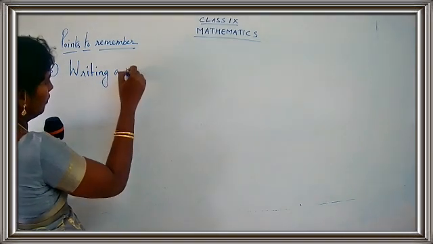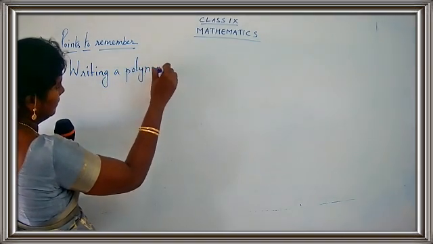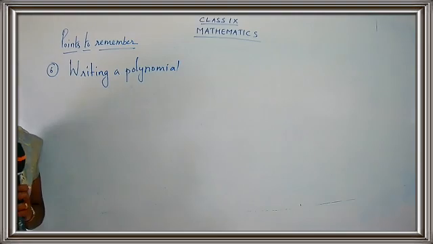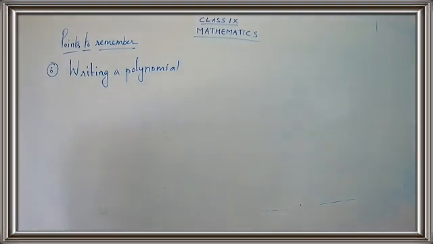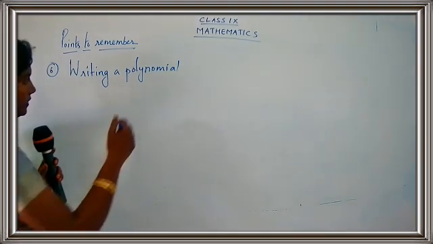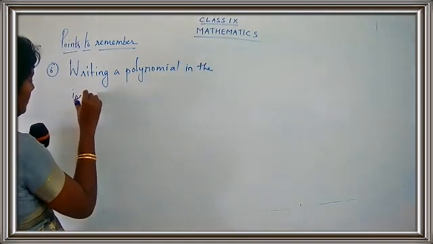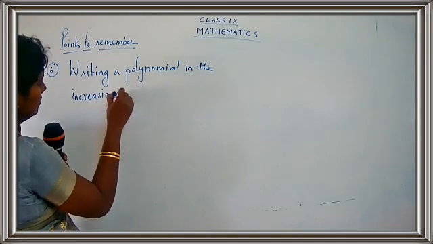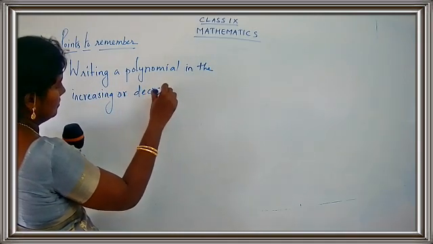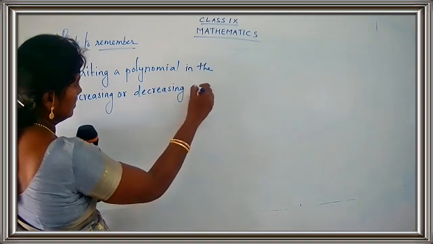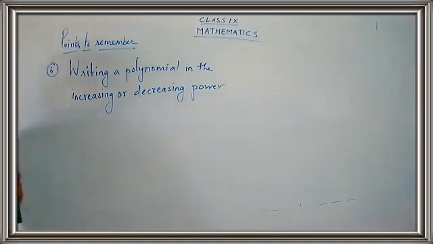Writing a polynomial in the increasing or decreasing order. Writing a polynomial in the decreasing power order.